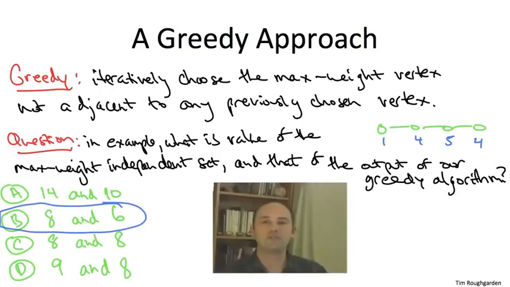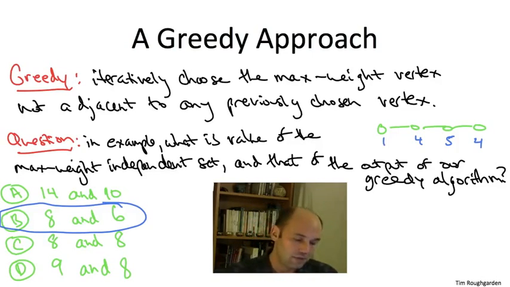So the correct answer is the second one. Let's see why. So let's start with the optimal solution, the max weight independent set. Remember, independent sets are forbidden from choosing adjacent or consecutive vertices. So in this case, the only sensible solutions to consider are the first and third vertex, the second and fourth, or the first and fourth. Of these, the best is the second and fourth for a total of 8.